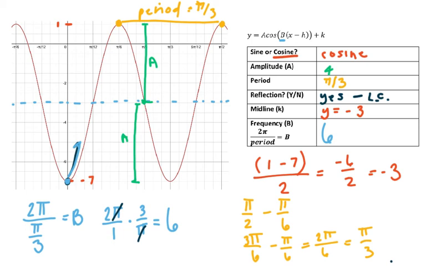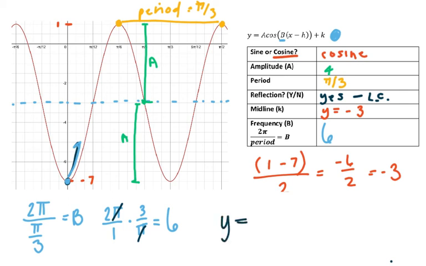Now that we have all of this information, we can substitute these values into this function here, and we will have our final formula. So I'm going to erase this here, and we are going to write our final function. So we have y equals a. We know that a is equal to our amplitude, which is 4. And we also know that we are going to have a negative lead coefficient because we have a reflection across our x-axis. So our a value is going to be -4.